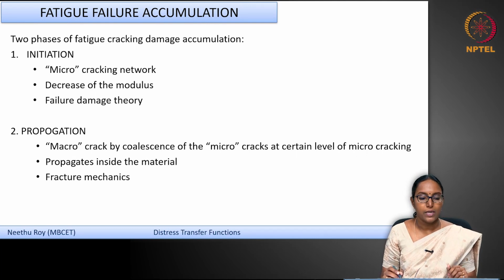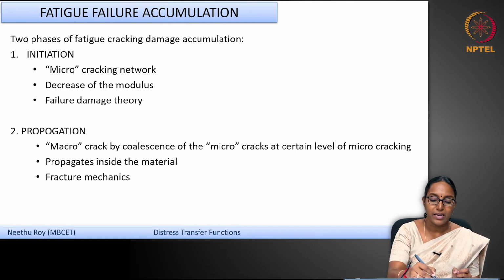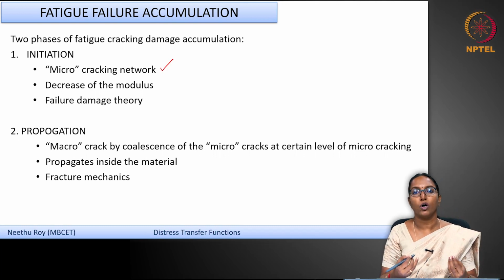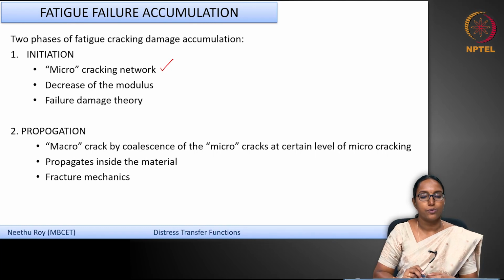all of a sudden. See, your bituminous mixture has certain voids. Now, these voids, when they become interconnected, can form micro cracking networks. So, small cracks will develop, which essentially are cracks due to this fatigue loading, and they form a micro cracking network. Then this can cause a decrease in the modulus value of the material. Okay. In order to study this aspect, the initiation of cracking in a bituminous mixture, you can use some failure damage theories. Okay.